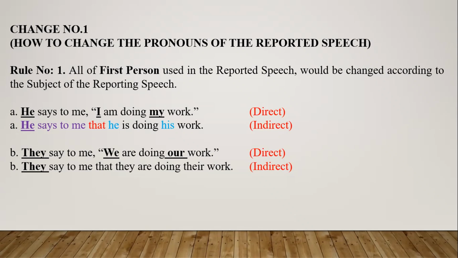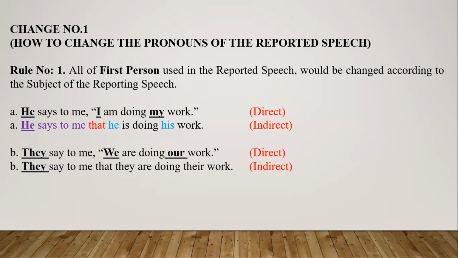Now you can see my is basically a possessive pronoun, right? So the first person possessive pronoun will also be changed according to the subject, and the subject is our third person, that's called he. So if we talk about he, the possessive pronoun of he is his. So the sentence would be like his work. So he says to me that he is doing his work. So in that example, we just changed pronoun. So we came to know how to change first person when we have I or we in a sentence.